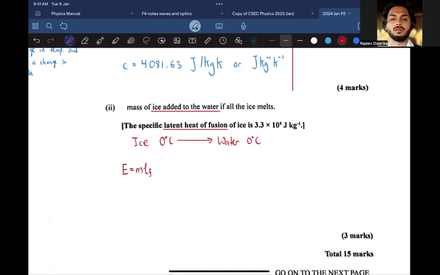Right? So let me see what they want me to find. So Justin, in this question, they want me to find what? The mass of the ice. So if they want me to find mass, then what should have been given? The only unknown. So what should have been given? The energy. Yeah, the energy is supposed to be given.